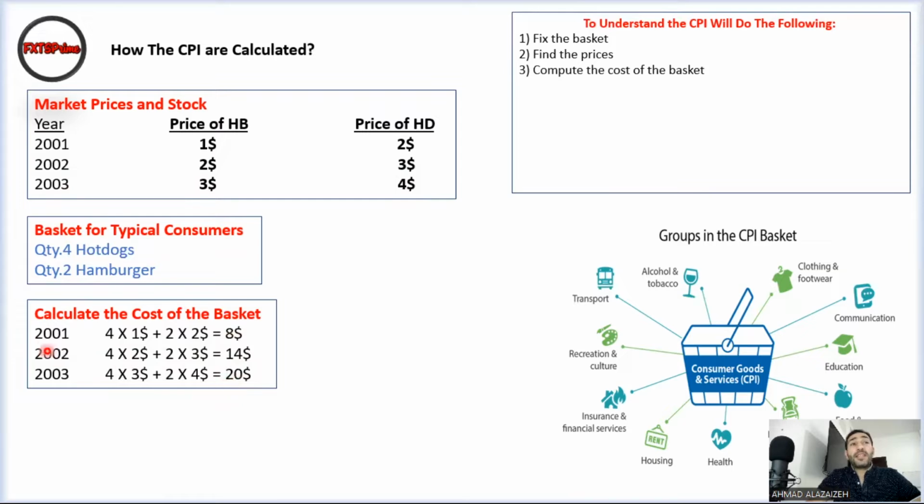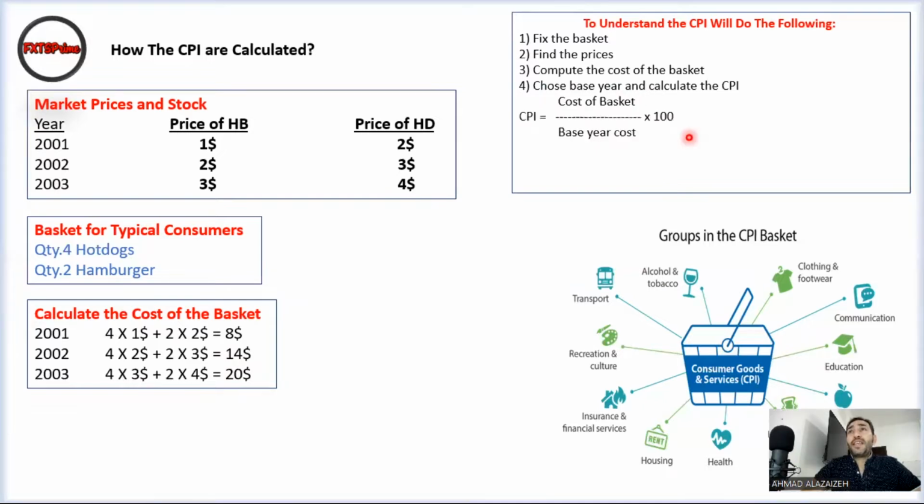So you can see that in 2001 the basket cost $8, in 2002 the basket cost $14, and in 2003 the basket cost $20. So the next step is to choose the base year and calculate the CPI. In this case, we're going to follow this formula. Let's say that we take 2001 as the base year.